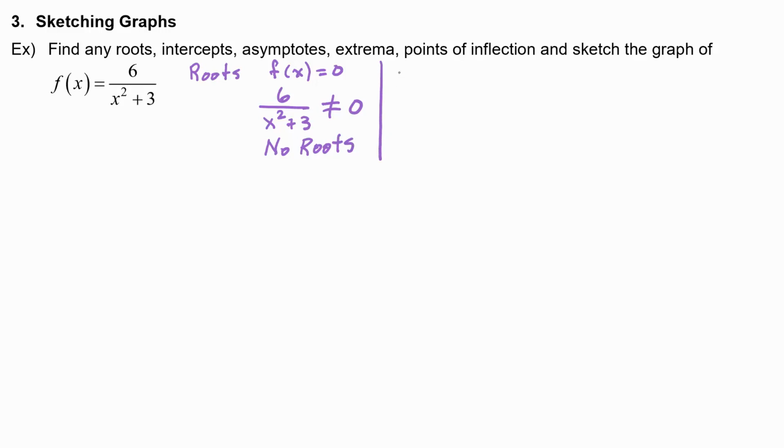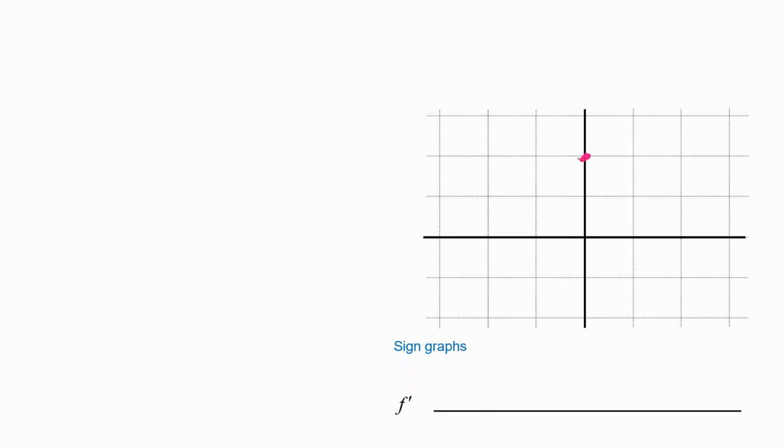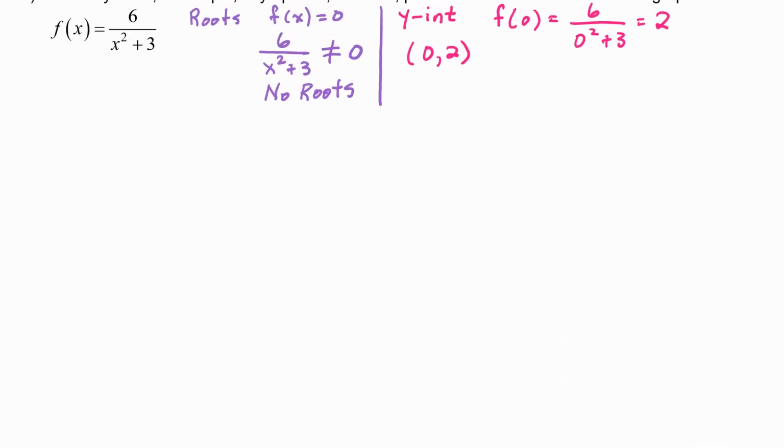Now, to find the y-intercept, we know that we can plug in f of 0, which would be 6 over 0 squared plus 3, which is 2. So that means there is a y-intercept on this graph at 0, 2. Now we can go ahead and put that in on the graph. 0, 2. We know it will have a y-intercept. Let's go back.